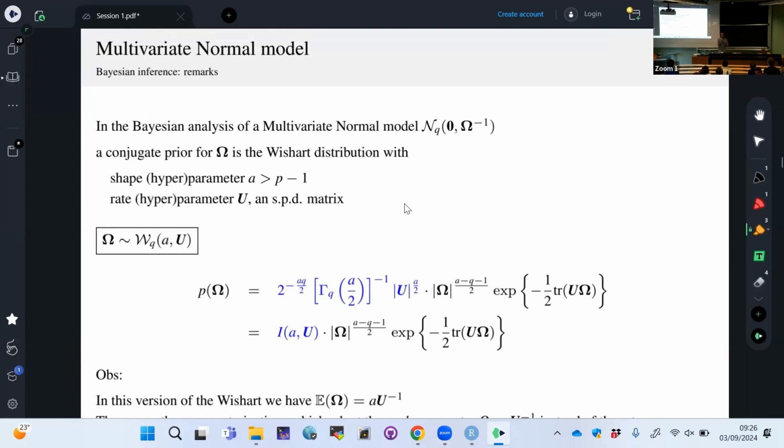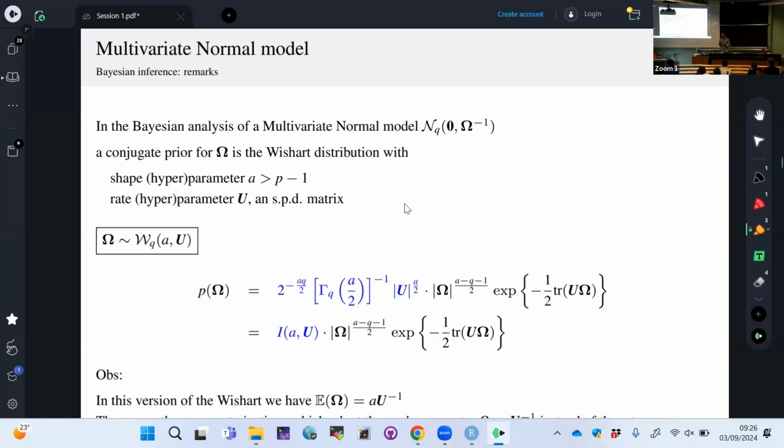It must be SPD: symmetric, positive, definite. So we need a prior for this parameter satisfying this constraint. And such a prior is the Wishart distribution. The Wishart distribution is, if you like, a generalization to a multivariate setting of the gamma distribution.